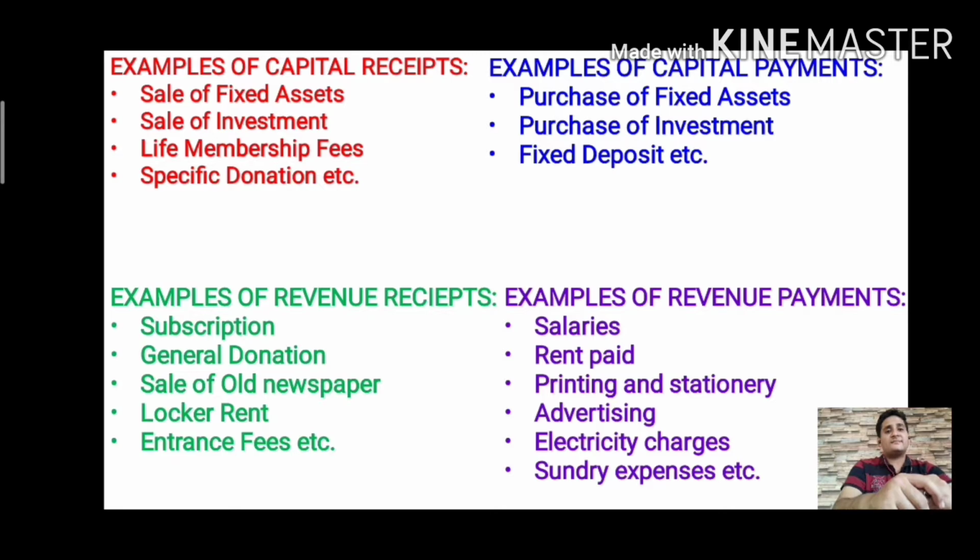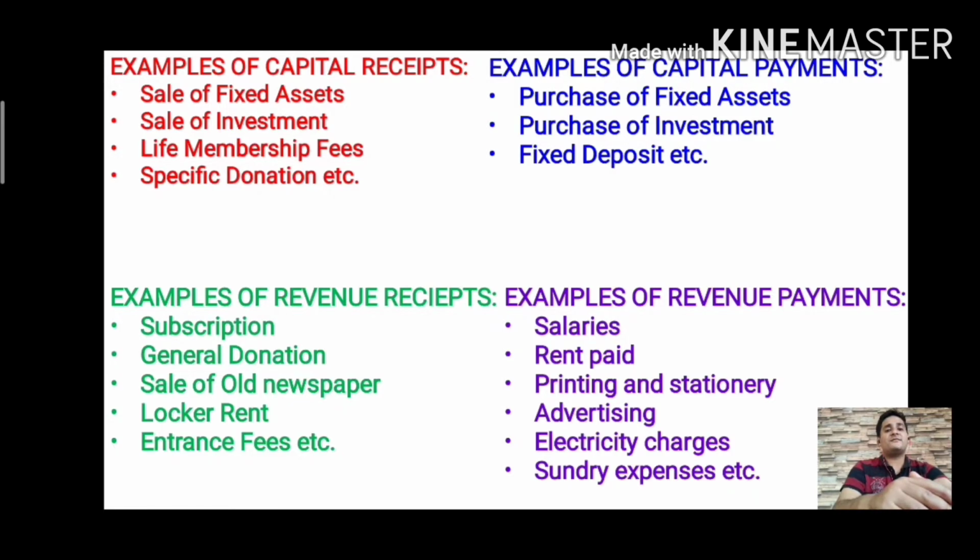Now next come examples of capital payments. If sale of fixed asset and sale of investment is an income or cash inflow, then purchase of fixed asset and purchase of investment is a payment or expenditure, because cash is outflow. So purchase of fixed assets, purchase of investment, fixed deposit, these are the examples of capital payments.